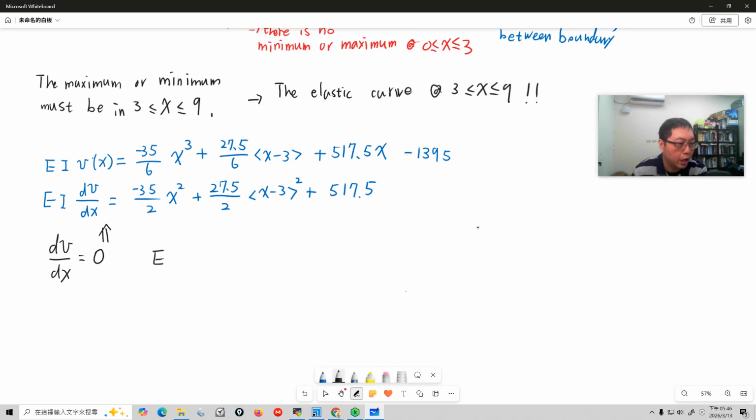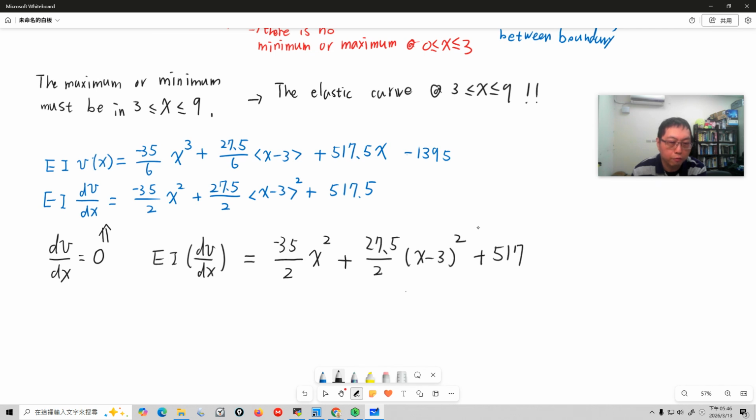So it will have EI dv over dx, but it's 0. Right now x is between 3 and 9, so we keep this function with x squared, and we also keep this function, which becomes x minus 3 squared plus 517.5. Because we assume the first derivative of the elastic curve with respect to x is 0, this one is 0.